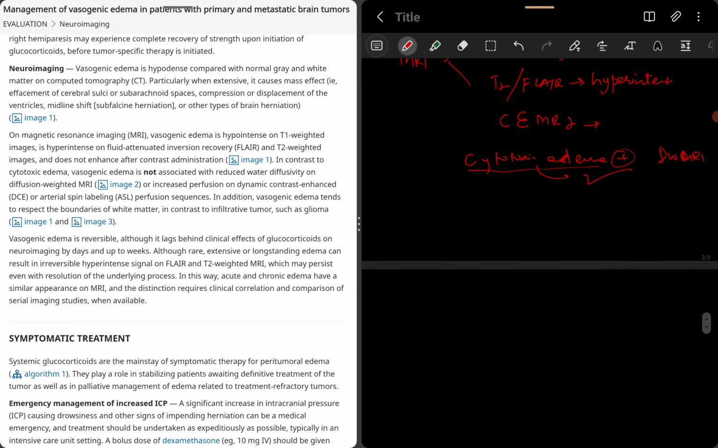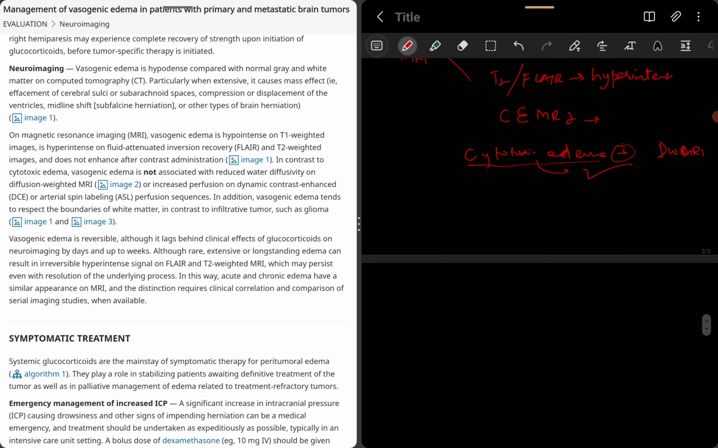And note that one characteristic finding of vasogenic edema is, since the density of white matter is low, that's why vasogenic edema tends to respect the boundaries of white matter. Whereas in case of infiltrative tumors, for example glioma, tumors will not respect the boundary.